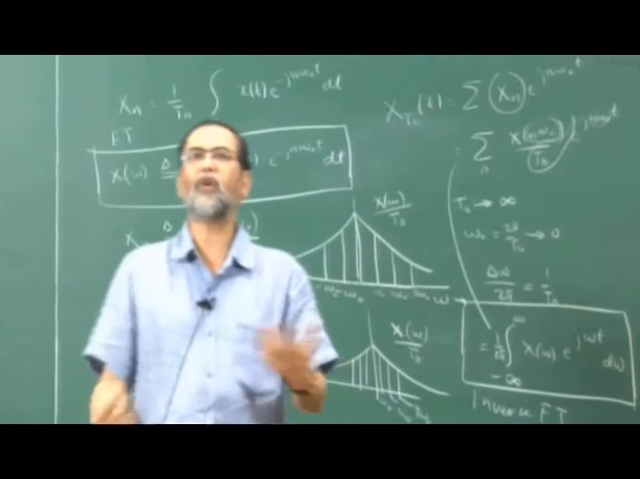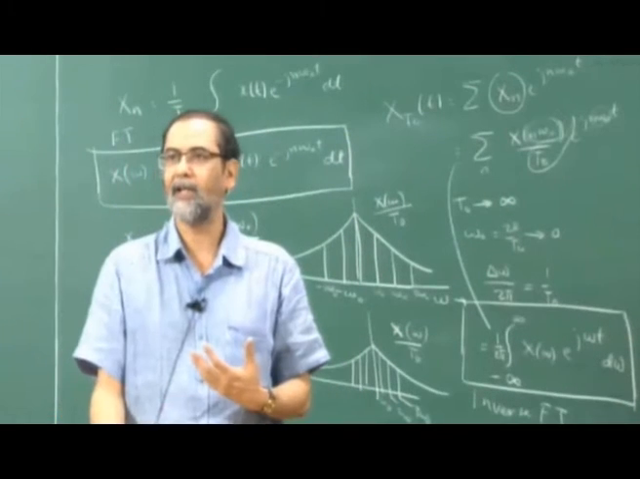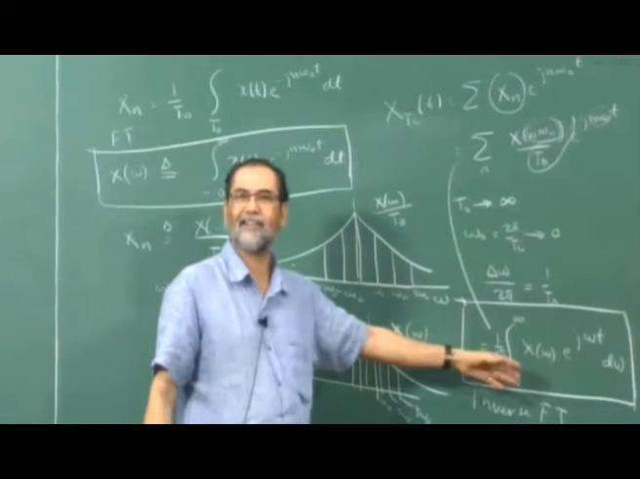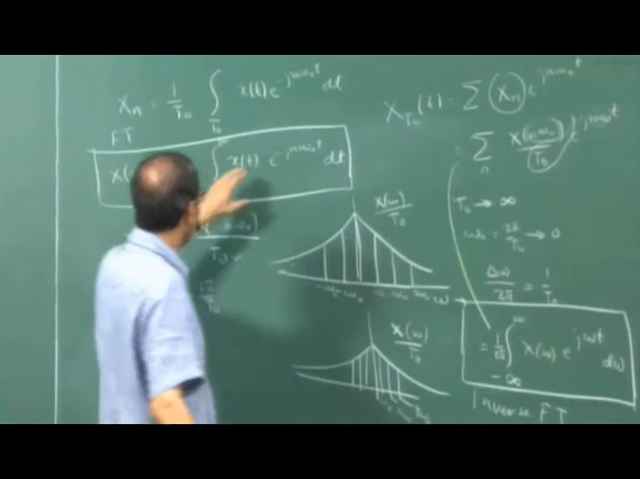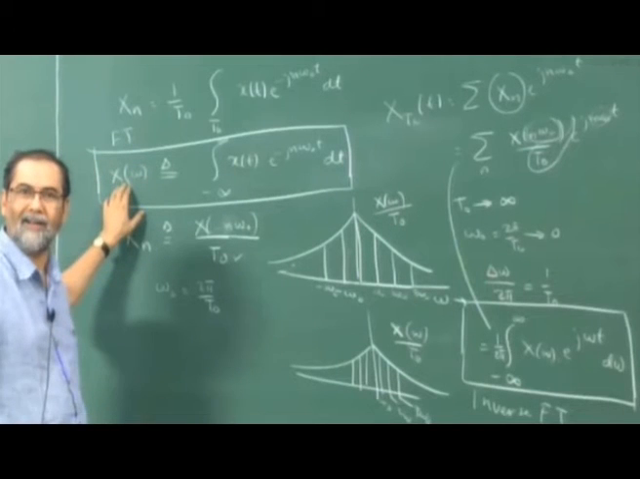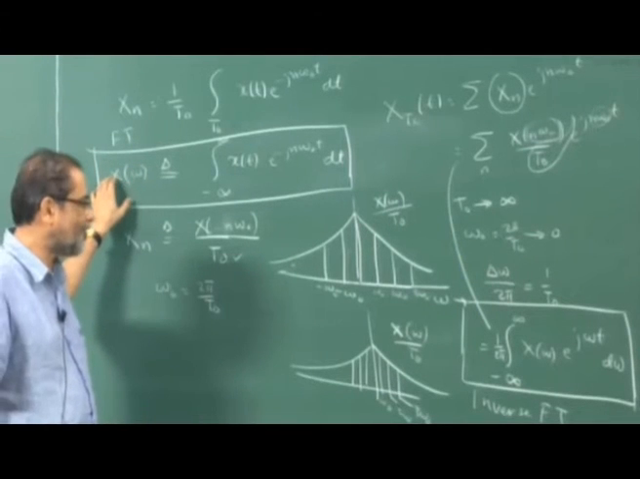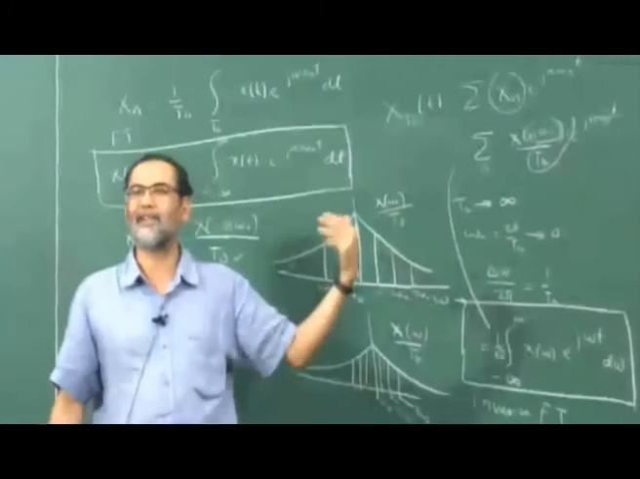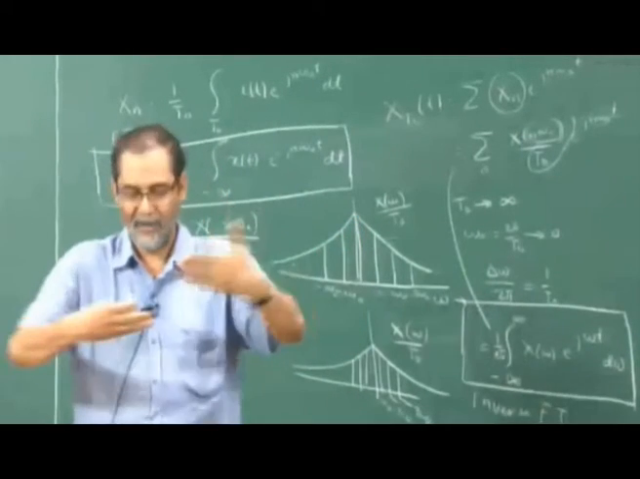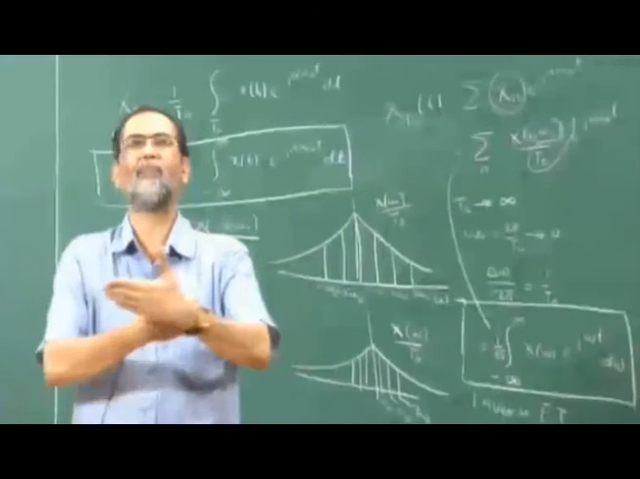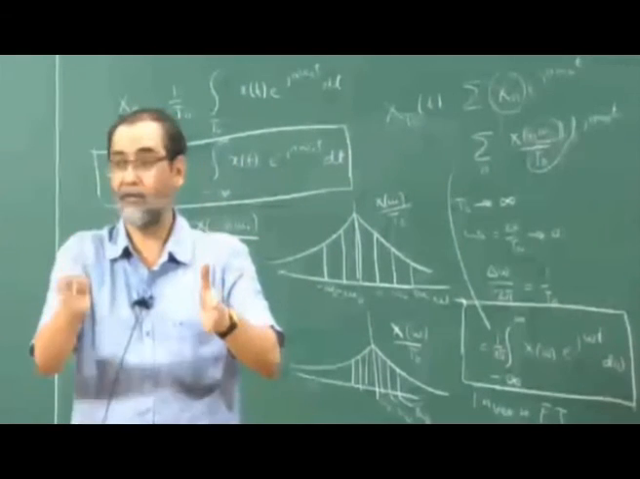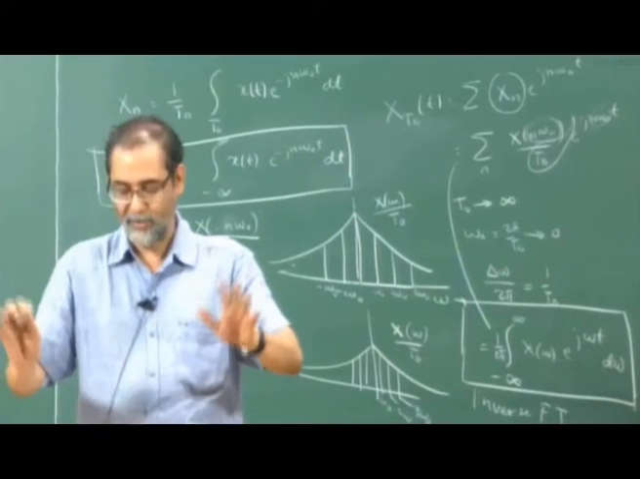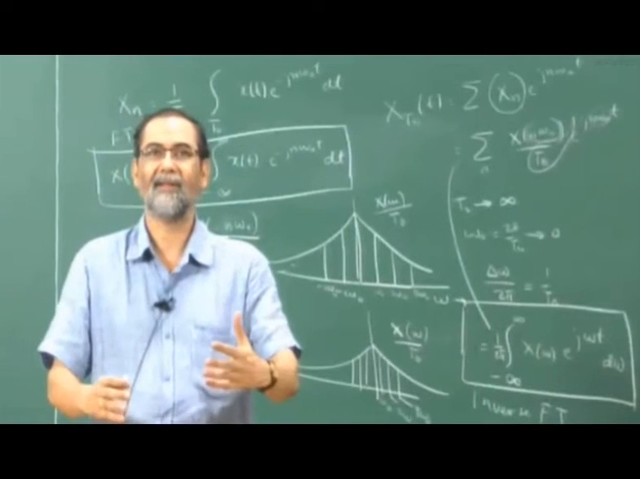Turns out that it is a unique operation for every x of t. When this improper integral exists, for every x of t I can compute x of omega. For every x of omega, when this improper integral exists, I can get back the x of t. So it's a two directional operation. From x of t I can get x of omega, from x of omega I can get back x of t.